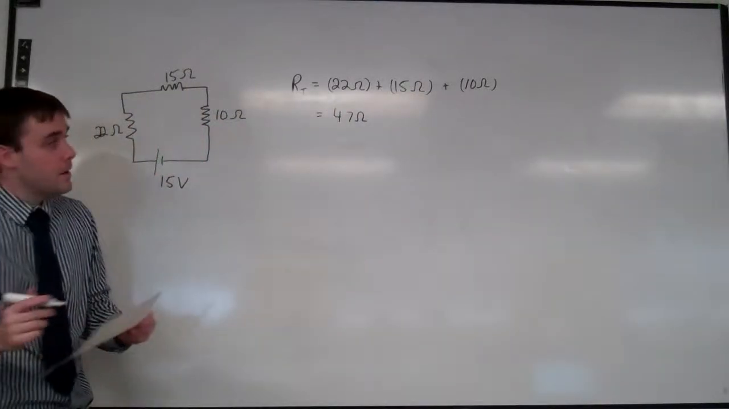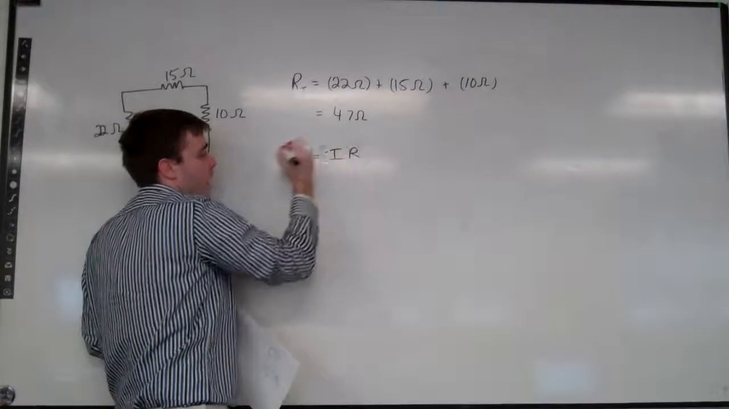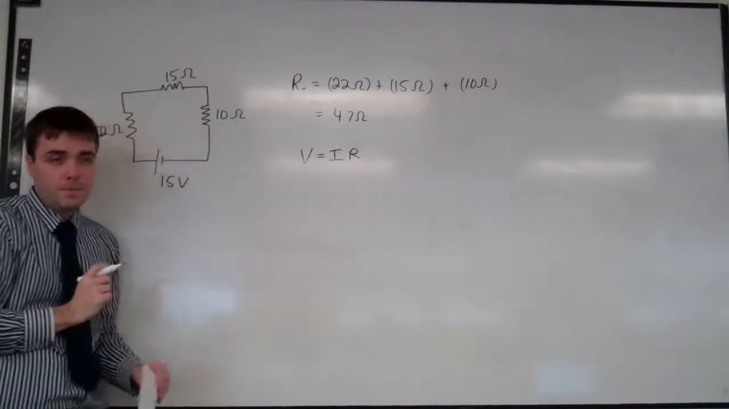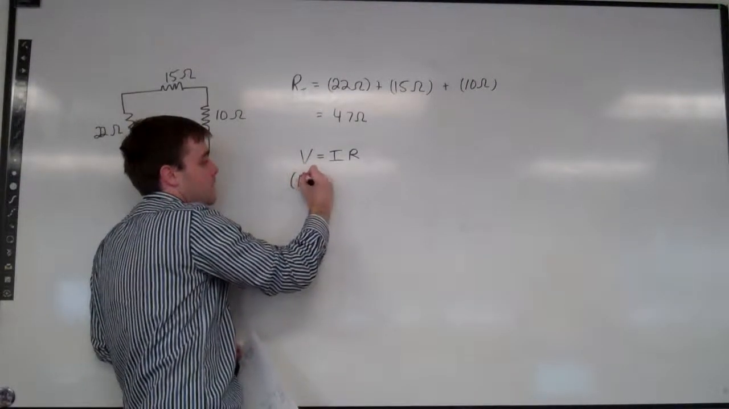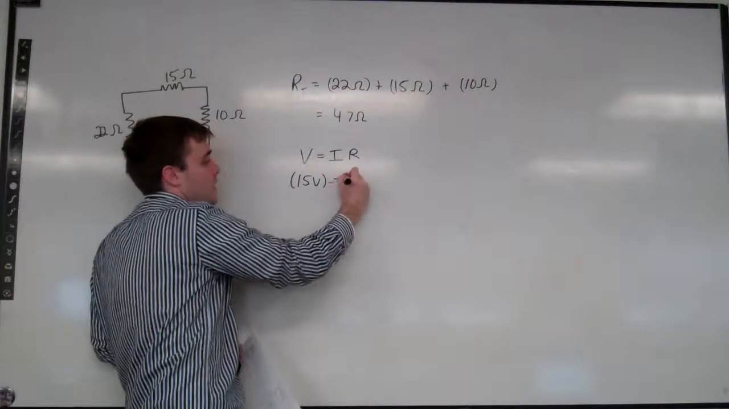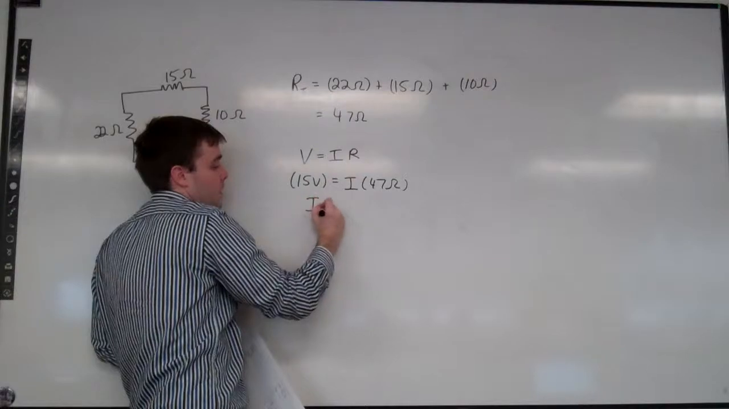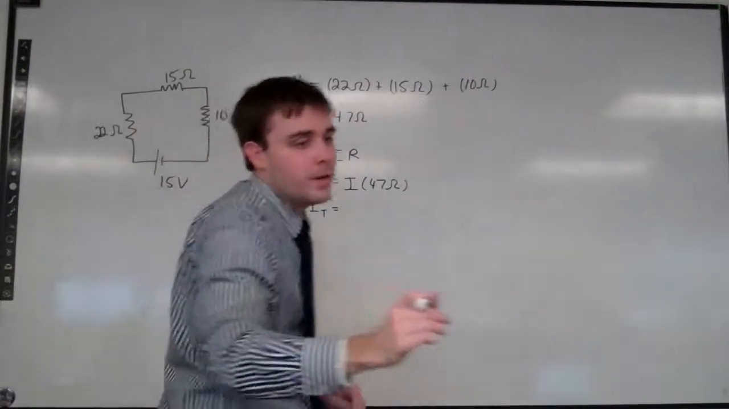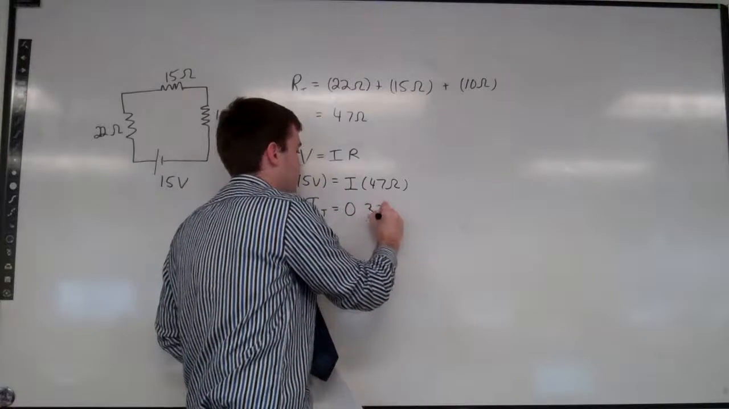Okay. Now we do V equals IR. What's our voltage for this one? 15, just the voltage of the battery. 15 volts equals I times 47 ohms. About 0.32 amps. And our total current in this one is 0.32.